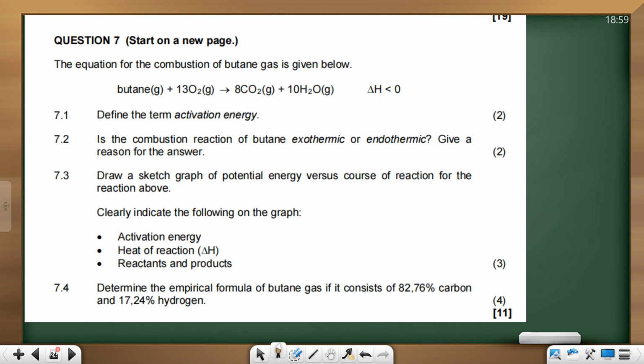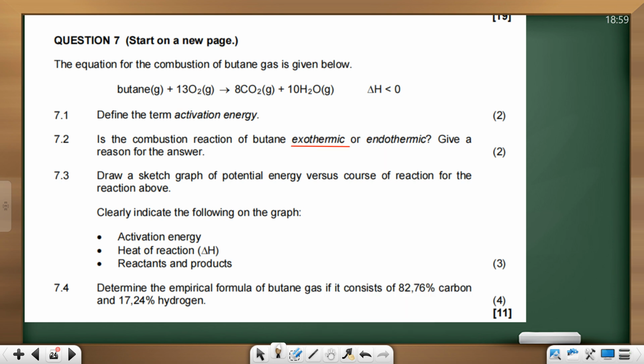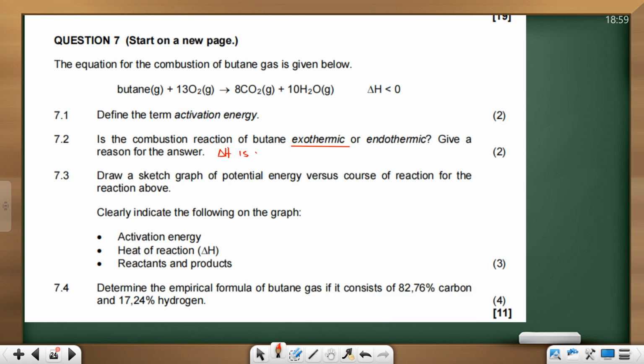Like honestly, define act. First, look at the reaction. Again, the equation of combustion. Combustion means it is burning. Once you see combustion, it is exothermic because it's burning. Is the combustion exo or endo? Exo. Why is it exo? Delta H, you'll use the information given. Delta H is what? Negative, because it has been given. Sketch the graph. I think we've sketched that enough today.